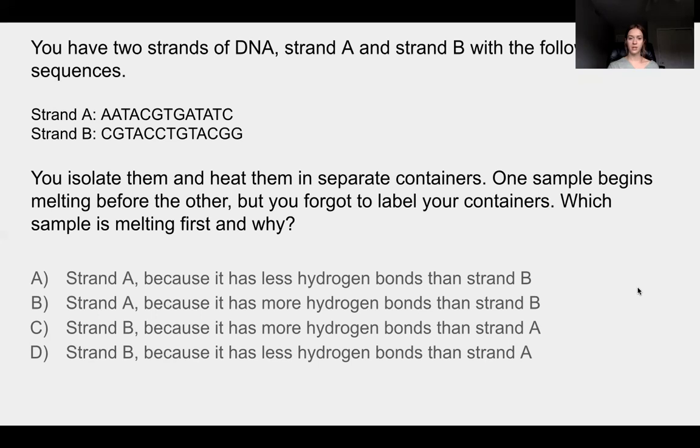All right, so I'll show you guys the answer here, which is A, strand A, because it has fewer hydrogen bonds than strand B. Here it's really important to know that you can see the difference between strand A and B is that A has an abundance of A and T base pairs, and B has an abundance of what would be C and G pairs for its complementary strand. As we just talked about, A and T will have 2 hydrogen bonds, and C and G will have 3.